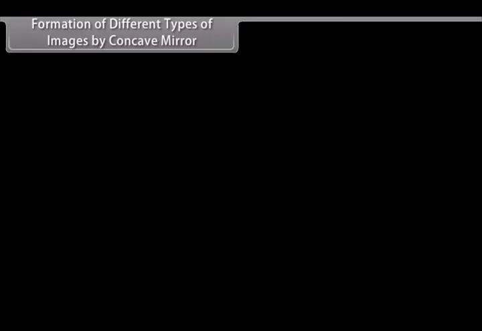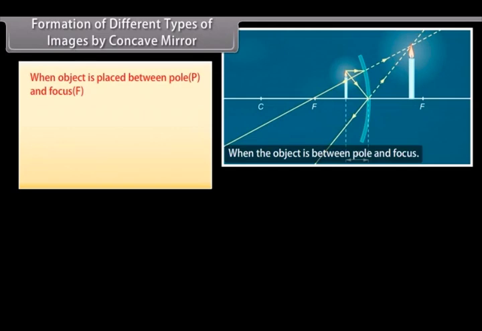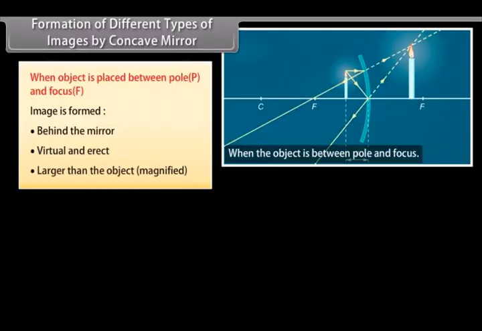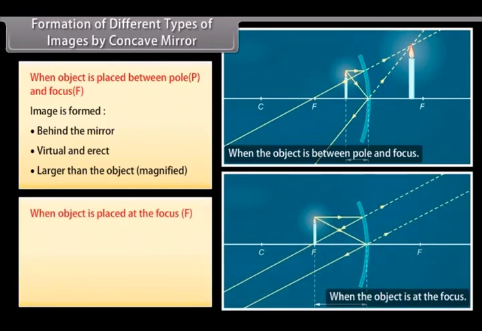Formation of different types of images by a concave mirror. When the object is placed between pole P and focus F, the image is formed behind the mirror, virtual and erect, larger than the object, magnified. When the object is placed at the focus F, the image is formed at infinity, real and inverted, highly enlarged.